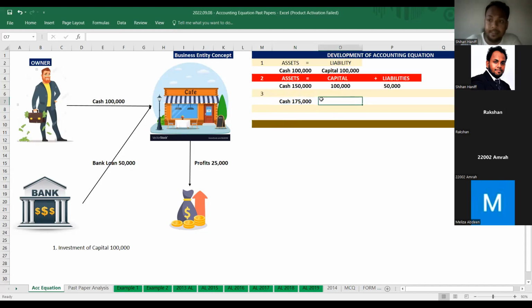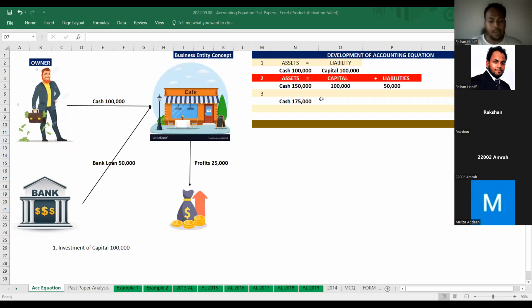So who will get this profit? Who will get this profit? This profit will be given to the owner. So owner will get the profit. So we add this 25,000 to the capital. So the profit will be added to the capital. Okay, so the profit will be added to the capital. Then we derive the equation.